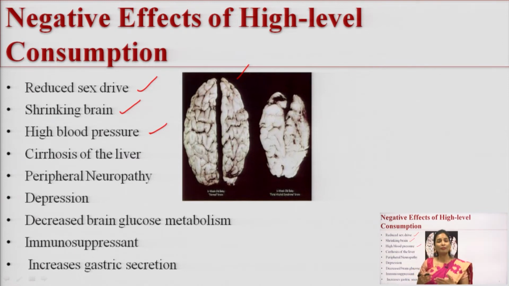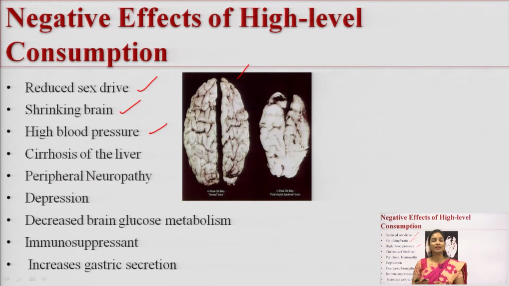Apart from liver damage, it can produce depression and neuropathy. Peripheral neuropathy is also one of the negative side effects which you can observe with alcohol. Apart from that, alcohol also causes immunosuppression. It can decrease the immune system when taken in high amounts, which will decrease the immunity.